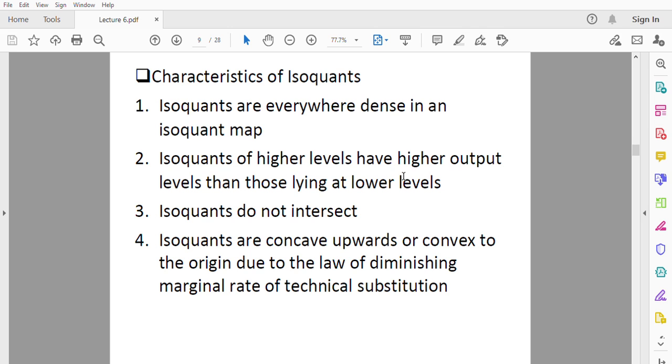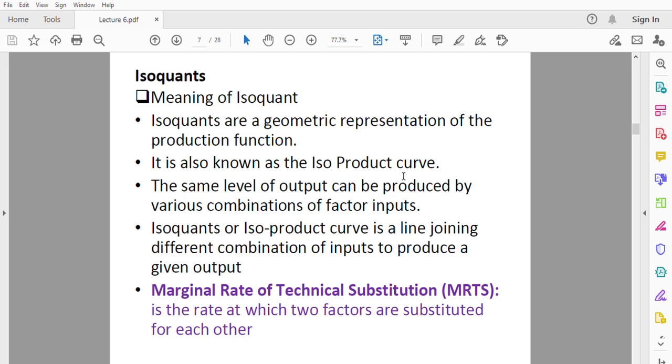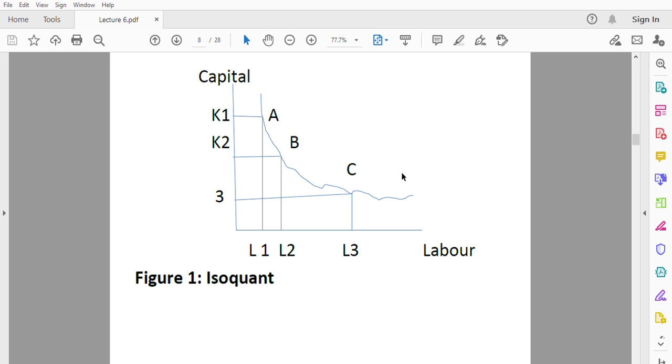And the fourth is that isoquants are concave upward or convex to the origin due to the law of diminishing marginal rate of technical substitution. As I mentioned, the marginal rate of technical substitution is the rate at which two factors are substituted for each other. One fact is that as these factors are substituted for each other, if you need to reduce capital and increase labor, look at the margin. You reduce capital by a very large margin in order to increase labor by a very small margin. This is called the diminishing marginal rate of technical substitution.